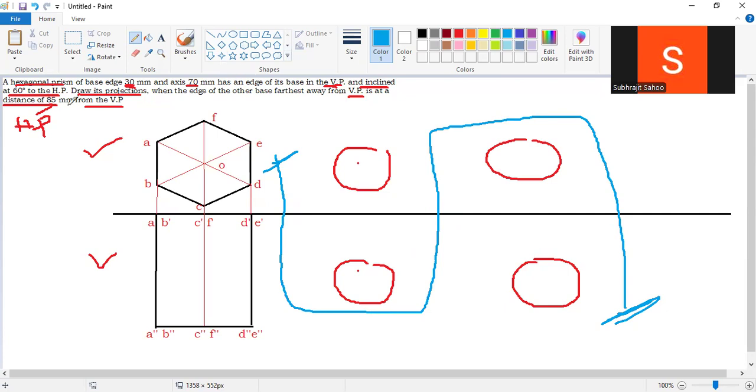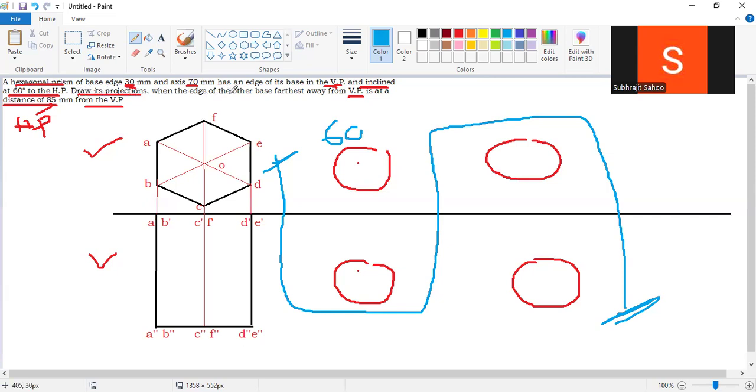Sir, but in this question, it is given 60 degree to HP. So 60 degree to HP means 60 degree has to be visible here in vertical plane, right? But now I have to do the diagram here only. Sir, can I consider the 60 degree right now? No, I cannot consider the 60 degree right now. Just ignore the sentence and proceed reading.